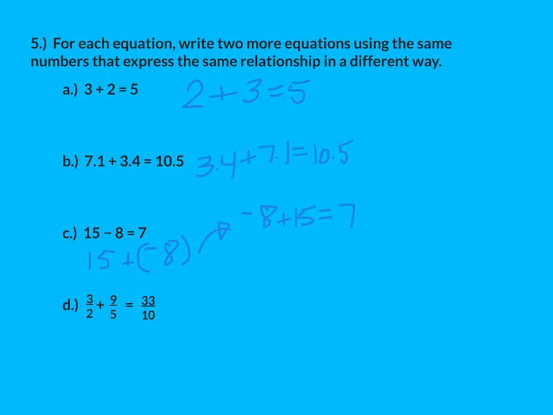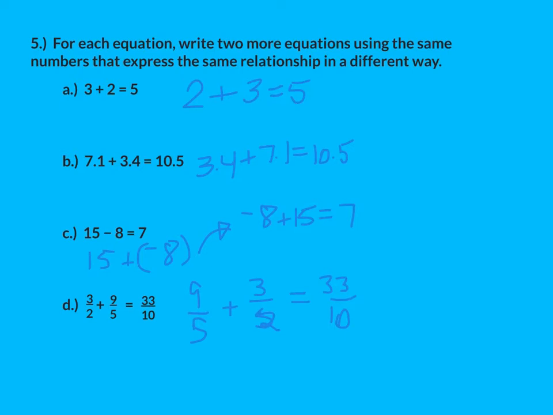This one, if we reverse the order, we've got 9/5 plus 3/2 equals 33/10. So that is for sure the easiest and most obvious way to change these equations.